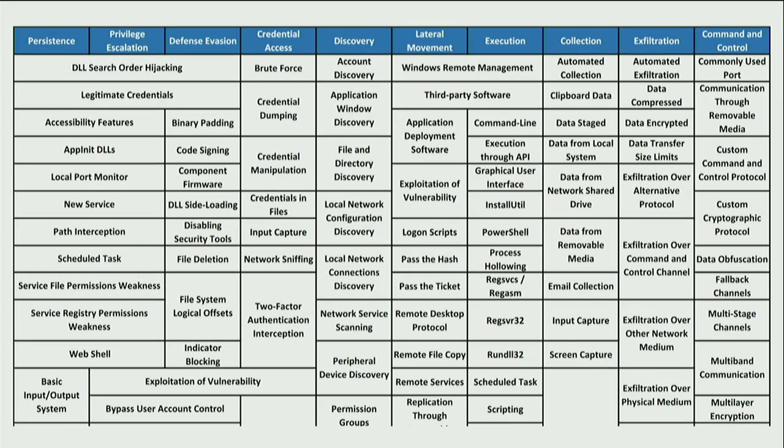And it looks like this. We have a matrix. We have tactics across the top. That's going to be our high level, what is going to be happening, persistence and all of those things. And then we have specific ways that they can achieve those tactics going down through the columns.